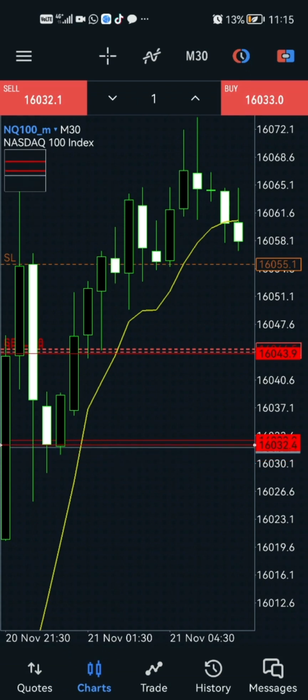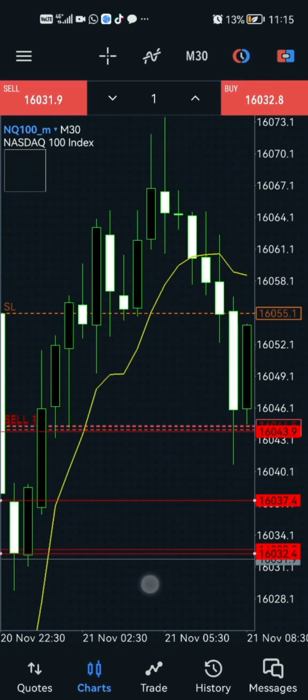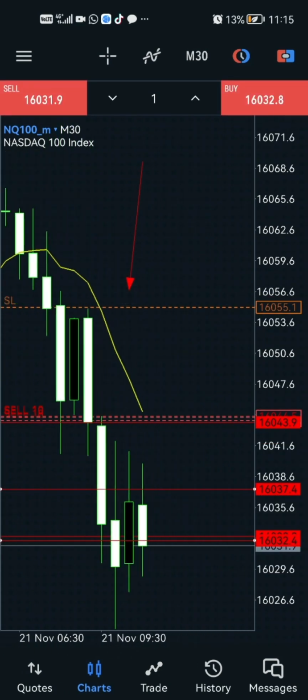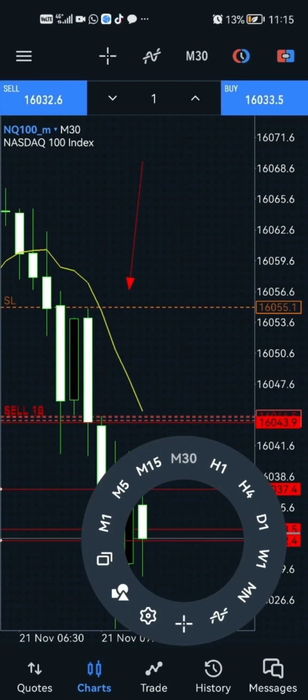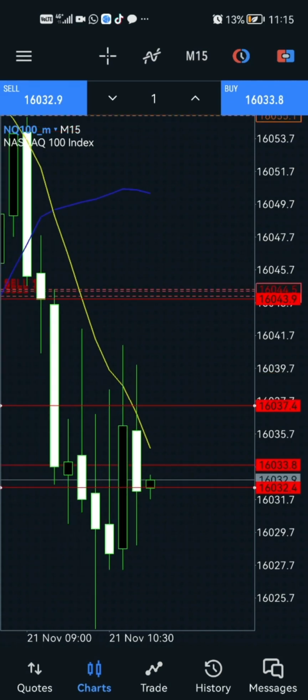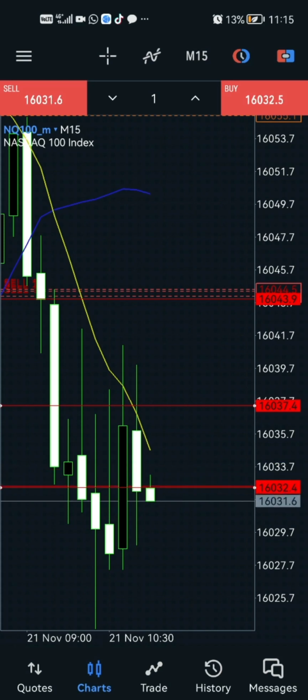You see here, I'm busy marking the previous support. It's between the price of 16032.4 and 16037.4. That's supposedly where the support of the sell is going to come from.